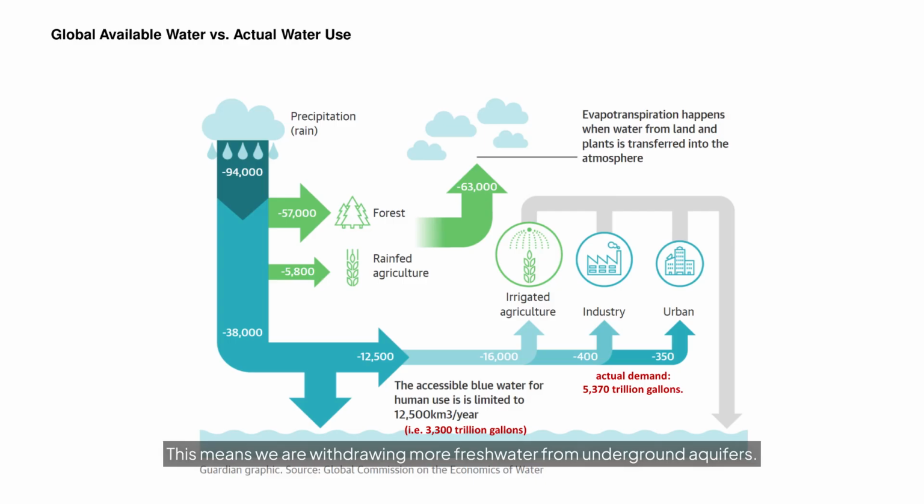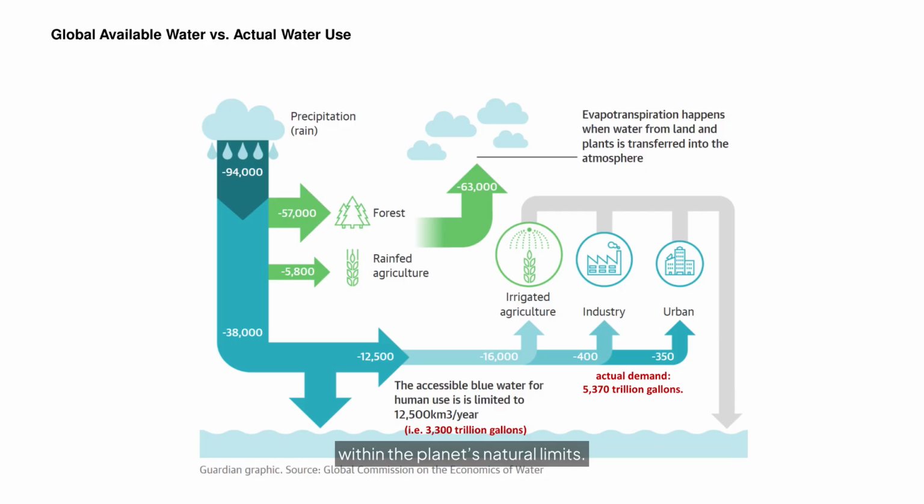This means we are withdrawing more fresh water from underground aquifers. This imbalance requires urgent action to reduce water consumption on site, collect water, and treat wastewater effectively such that we remain within the planet's natural limits.